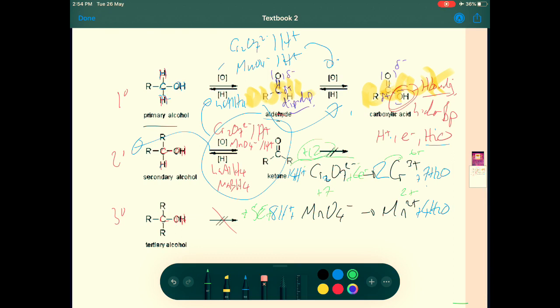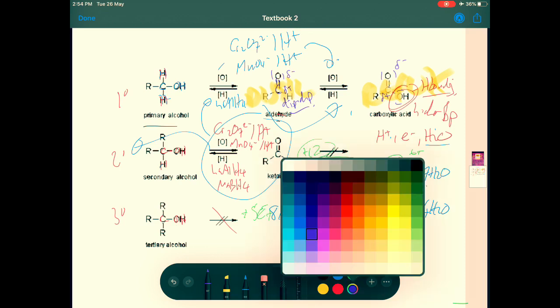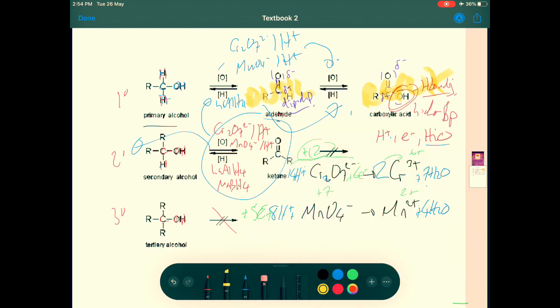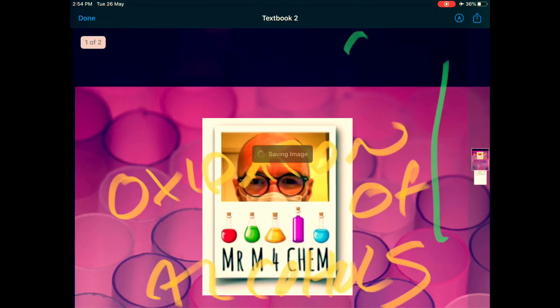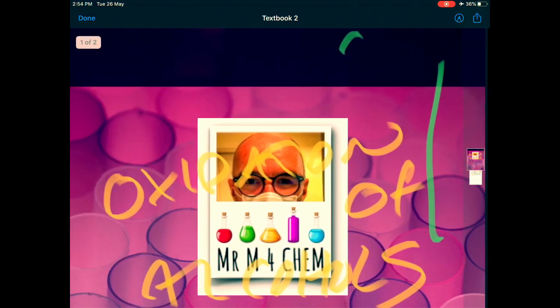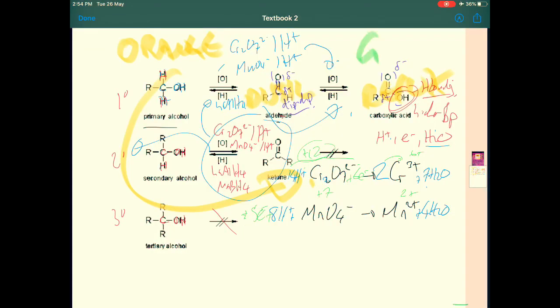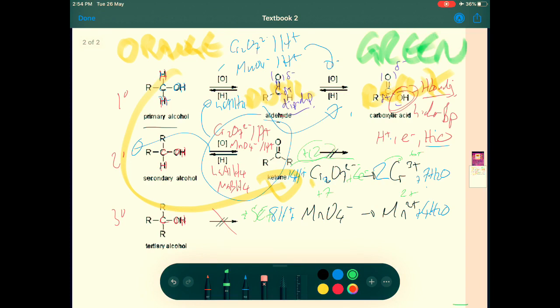Do you want to see the reaction? No, you can't yet. Why? Because we've got to do the colour change. How did I forget the colour change? When we use dichromate, we go from orange, which is Cr2O7 2-, that thing, and we go to green. Orange to green is the colour change.